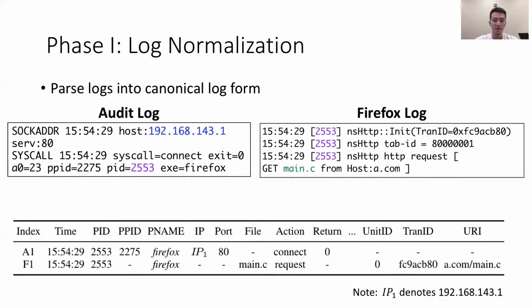The first phase is log normalization. Each log event in the application and audit logs is passed into canonical form. It consists of 20 fields. For example, Firefox connects to a remote IP. We show its audit log and application log here. A1 denotes the audit log after normalization. F1 denotes the Firefox log after normalization. They share common fields such as time and PID. Meanwhile, the audit log has its own field such as PPID. Firefox has its own field such as unit ID.